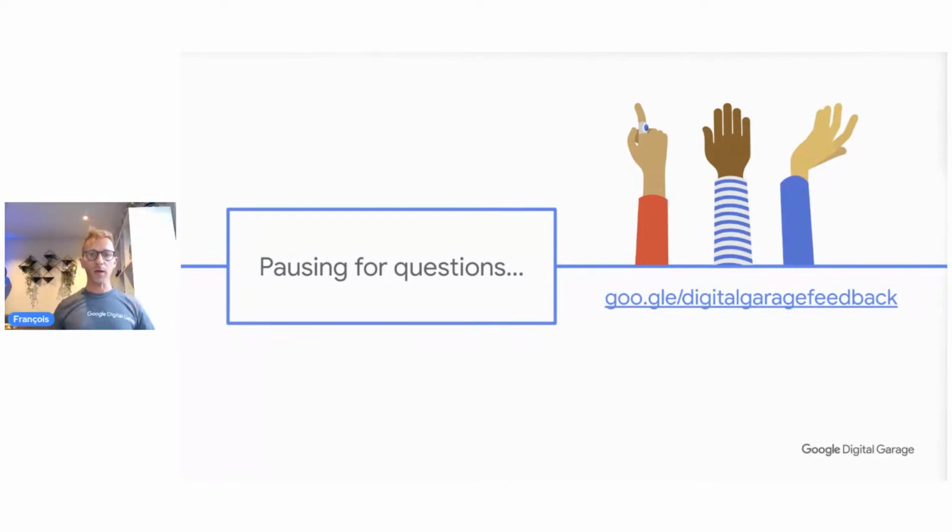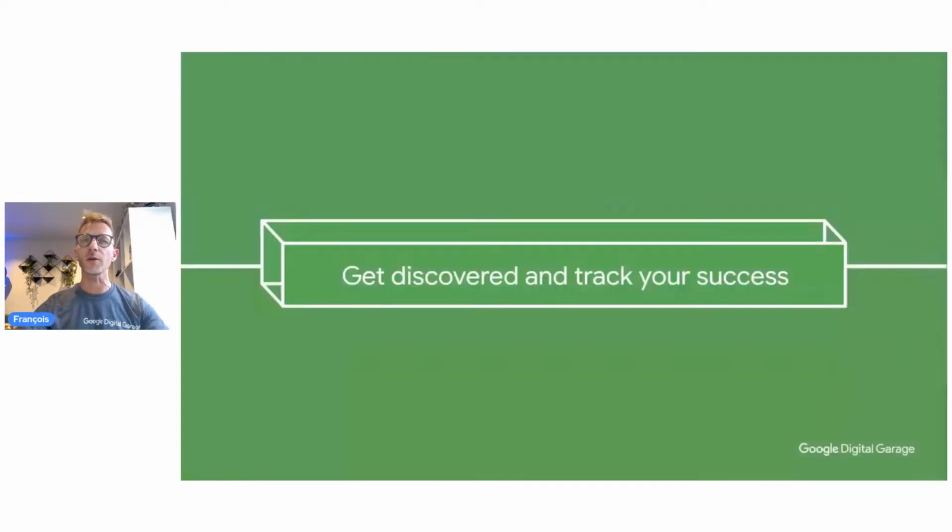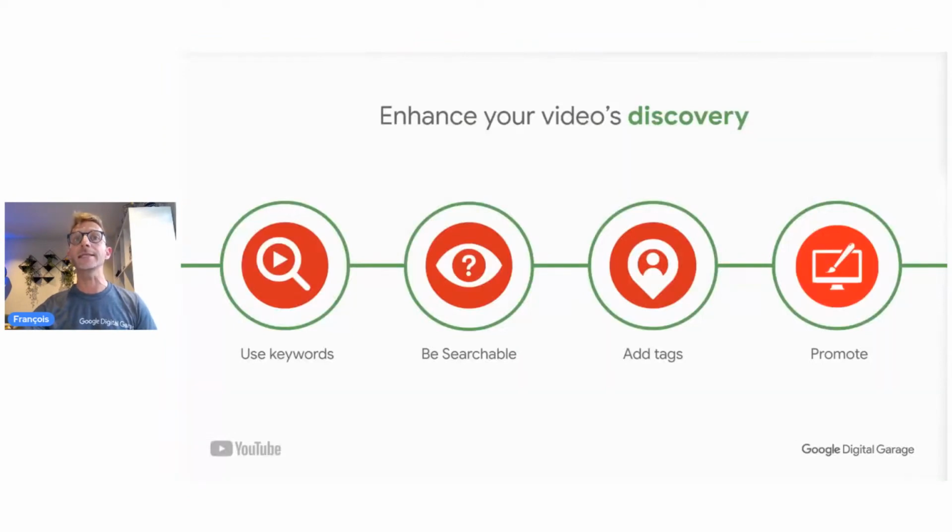All right, we are going to look at how you can be discovered. Remember that you have your content, you have your why, you have your passion, you know what you're doing here, you know your audience, but how do they find you? So we're going to look at keywords, then how to be searchable, adding tags if you haven't seen it on your YouTube Studio, and then finally how to promote your video online.